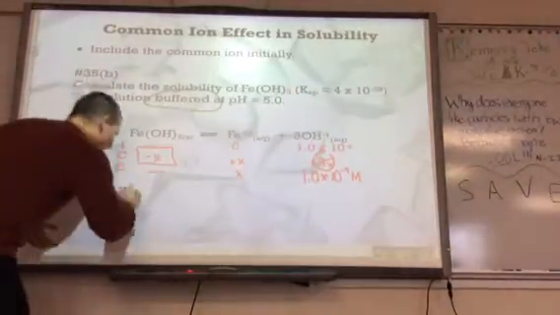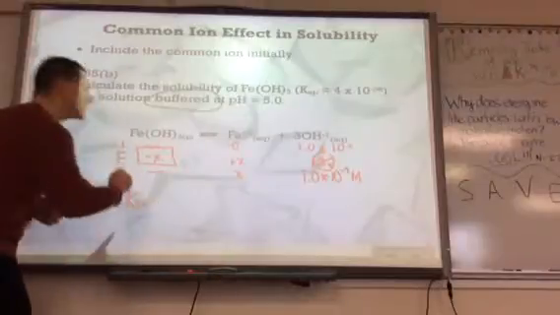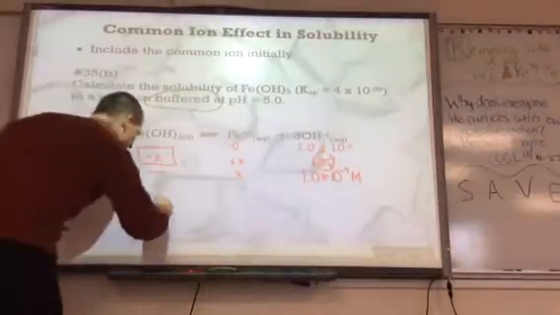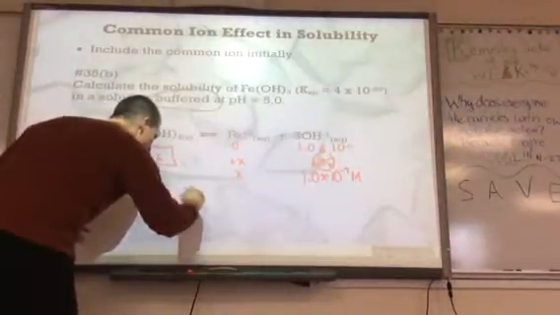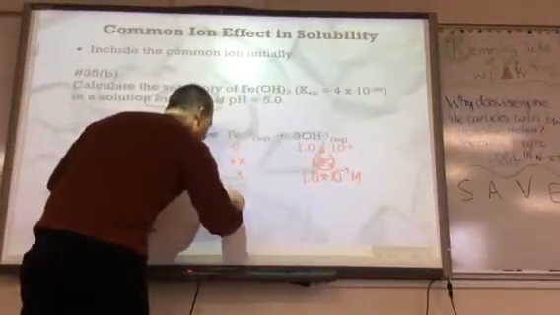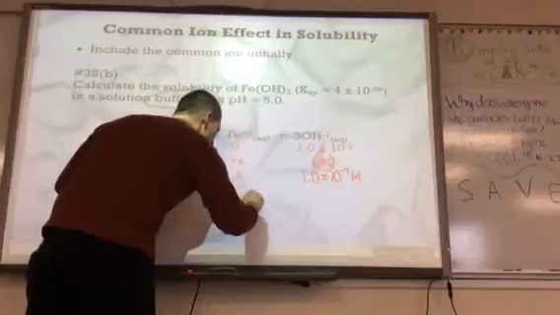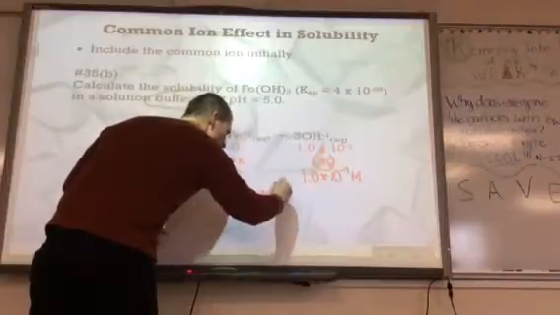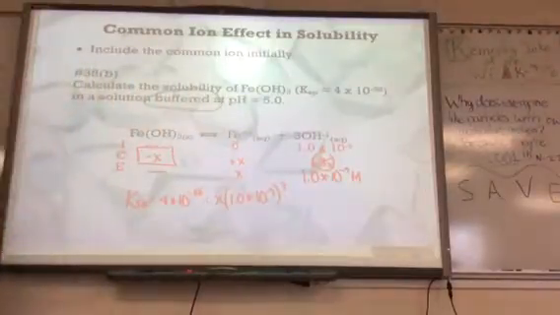So do the math now. The K value is given to us. It's 4 times 10 to the negative 38th. And that's equal to x times 1.0 times 10 to the negative 9 cubed. Don't forget to cube it.